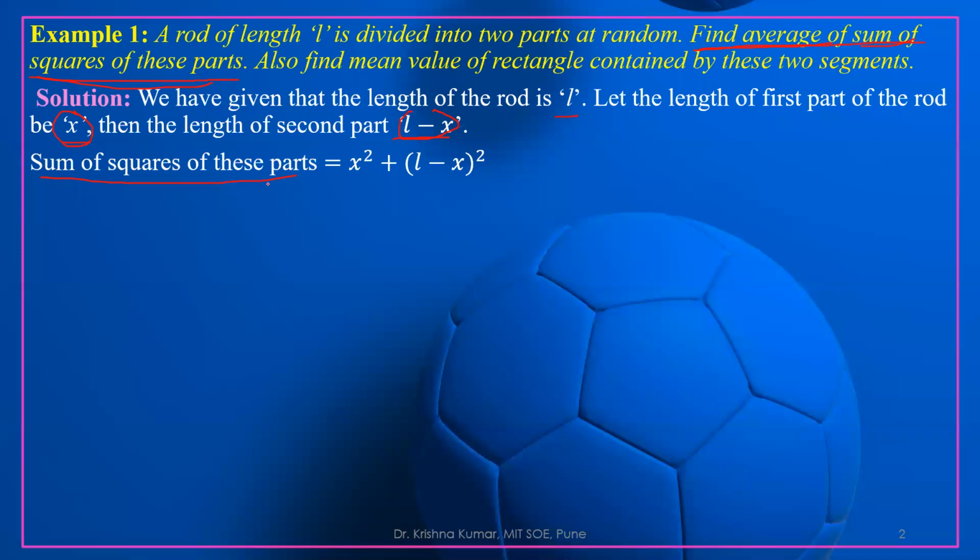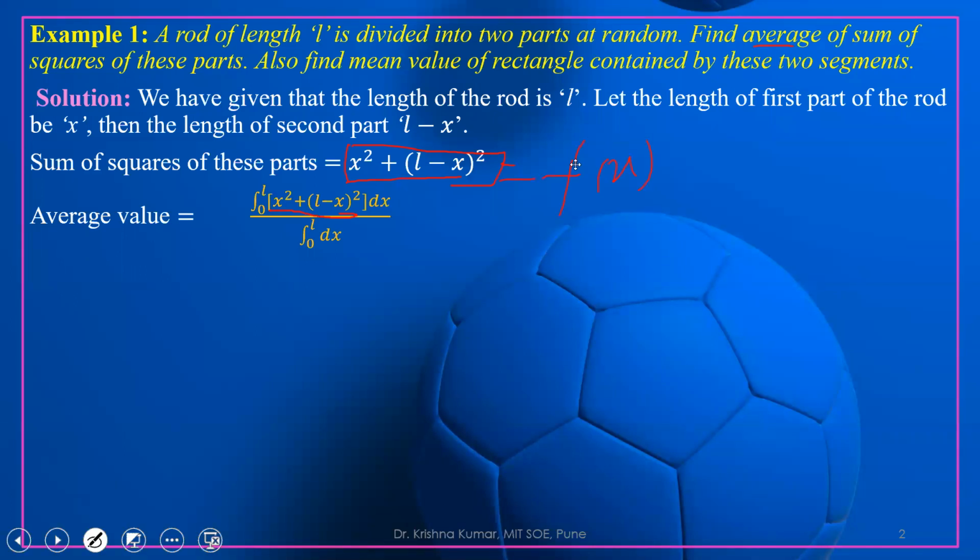So what is the sum of squares of these parts? The first part is x, so x square. The second part is L minus x, so L minus x whole square. This is the sum of squares of these two parts. We have to find the mean value of this. Average value is nothing but the integral from 0 to L, because the length of the total rod is 0 to L. This is our f of x. f of x is equal to x square plus L minus x whole square, with respect to x. Let us integrate it.